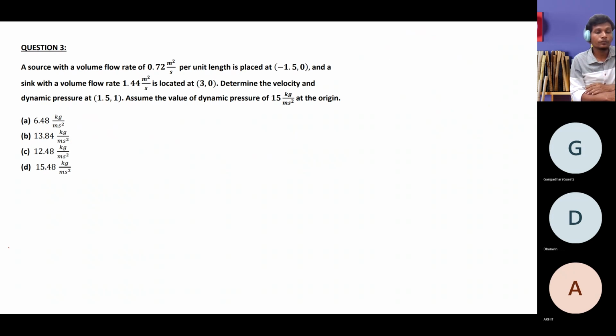In this question, we have a source with a volume rate of point. Just give me a minute.